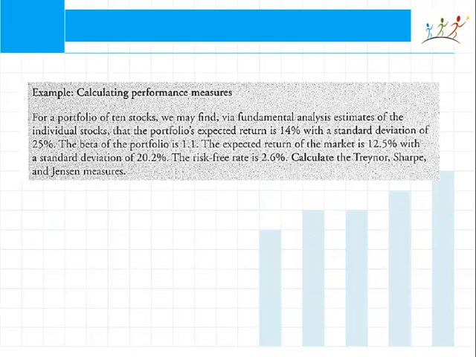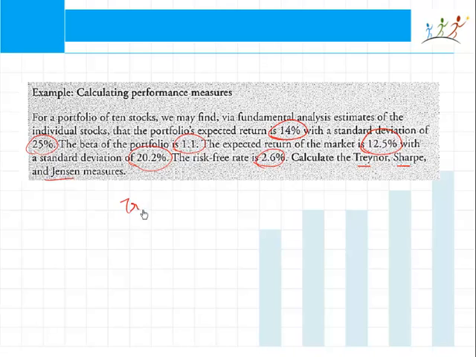Let's do an example and understand. For a portfolio of 10 stocks, we may find via fundamental analysis estimates that the portfolio's expected return is 14% with a standard deviation of 25%. The beta of the portfolio is 1.1. The expected return of the market is 12.5% with a standard deviation of 20.2%. The risk-free rate is 2.6%. Calculate the Treynor, Sharpe and Jensen measures.